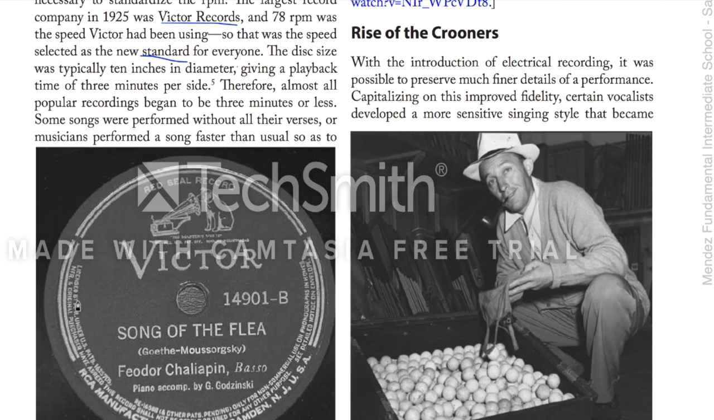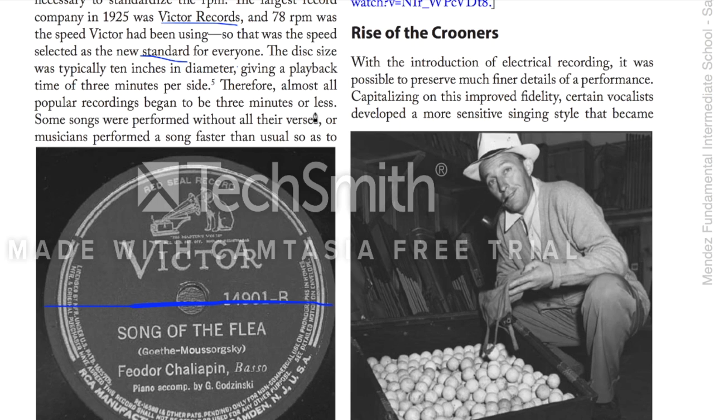Here's an example. If you remember math, anybody? That's the diameter: 10 inches, giving a playback time of 3 minutes per side. Can you believe that? When you listen to this side of the record, you can only listen to 3 minutes, and then you would have to flip it over to listen to 3 minutes more. Therefore, almost all popular recordings began to be 3 minutes or less. Have you ever wondered why songs are roughly around 3 minutes? This is why. How not interesting, right?